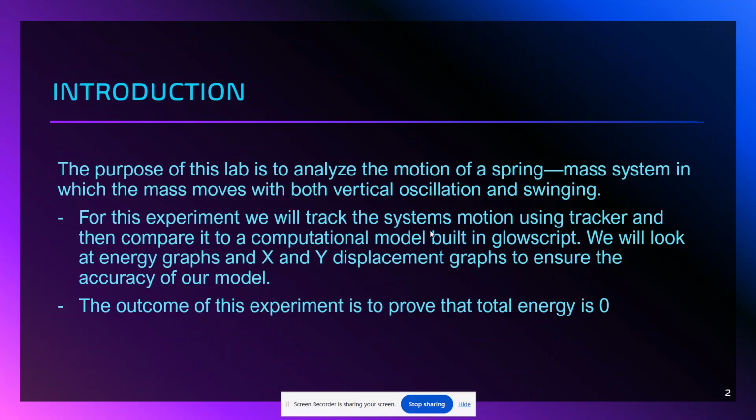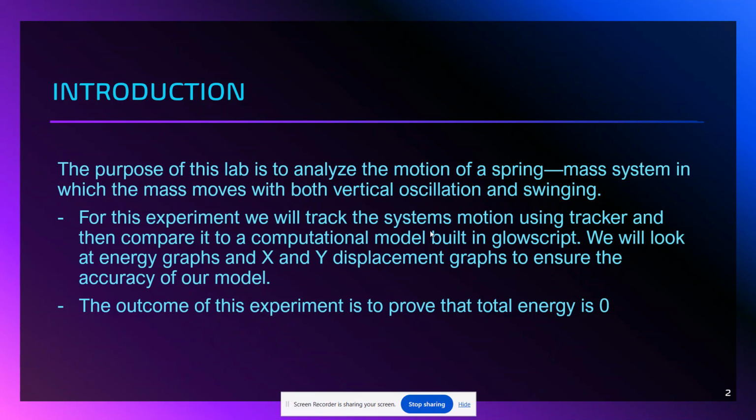The purpose of this lab is to analyze the motion of a spring mass system in which the mass moves with both vertical oscillations and swinging. For this experiment, we'll be tracking the system using Tracker and then comparing its motion to a computational model built in GlowScript. We will look at energy graphs and x and y displacement graphs to ensure the accuracy of our model. The outcome of this experiment is to prove that total energy remains zero and the energy principle is proven.